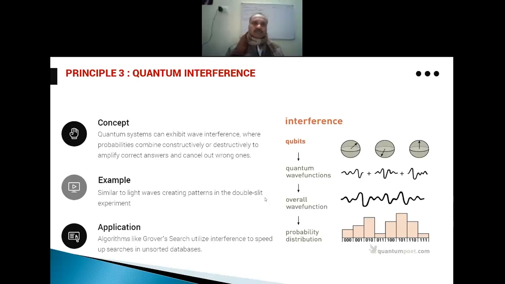Next, it is quantum interference. Quantum interference leads us to the solution. This solution may be negative or it may be positive. So to provide perfect decision making, interference actually provides us a path. Quantum systems can exhibit wave interference where probabilities combine constructively or destructively to amplify the correct answer or the wrong answer. If both are wrong, then it destroys the signals. If both are in the same pattern, then it constructs the signal, similar to light waves.